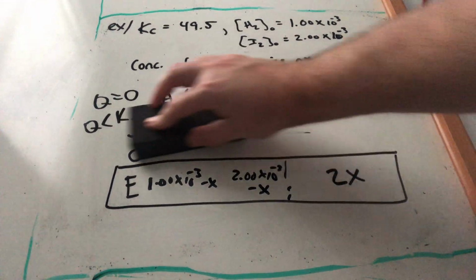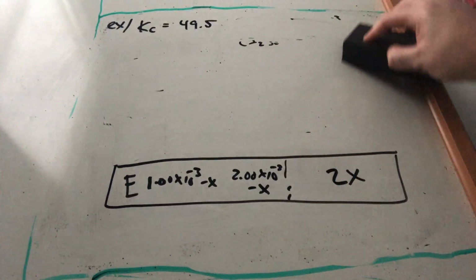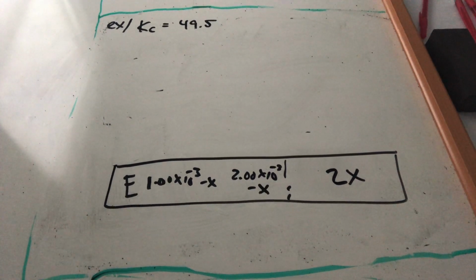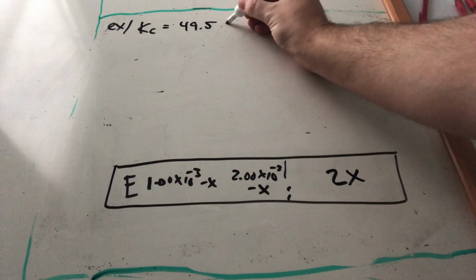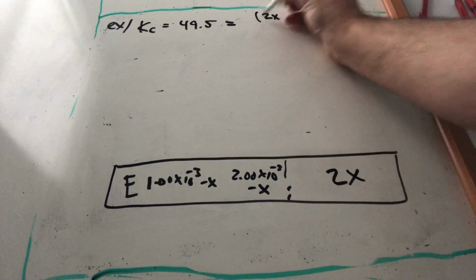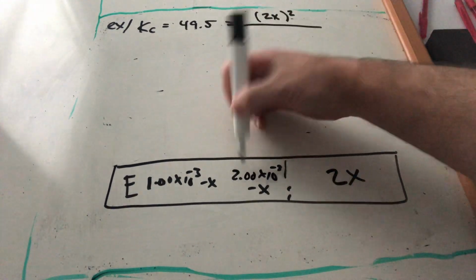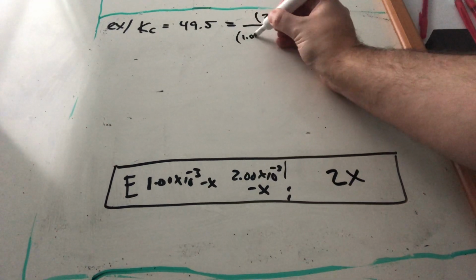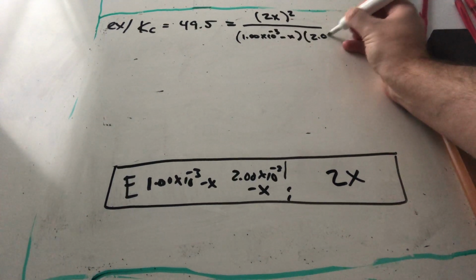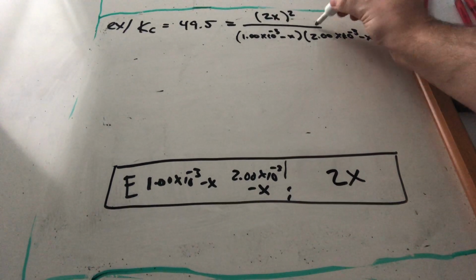So let's set up, just like we did before, using our E information, what the math for this looks like. Well, there is my KC. So I know I get to take my product information. Remember, there's a stoichiometric coefficient of 2 associated with this, so I'm going to square it, over my reactant information, each raised to the first power. 1.00 times 10 to the minus 3 minus x times 2.00 times 10 to the minus 3 minus x.